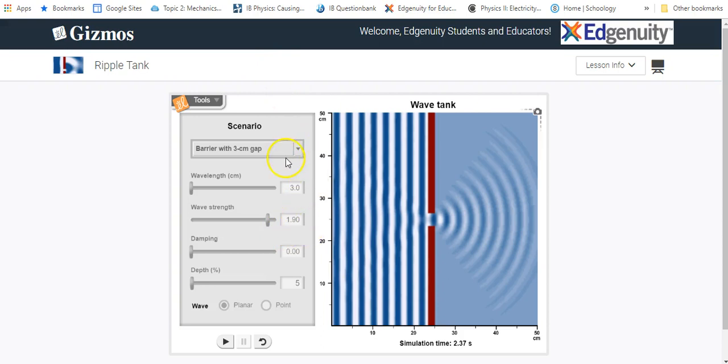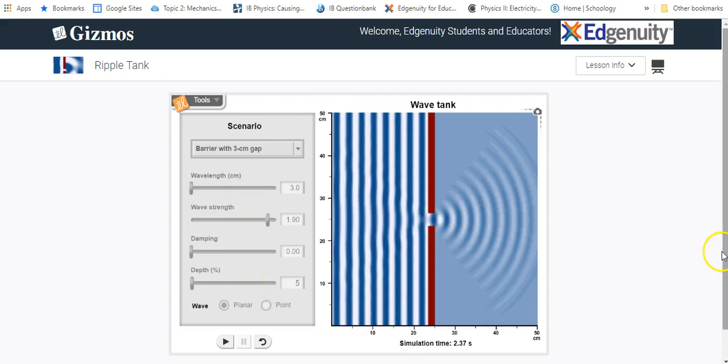So I already set the simulation, where you can change the variables. I set the barrier gap to 3 centimeters, the wavelength to 3 centimeters, wave strength to 1.9, damping factor 0, and a planar wave. The only variable that we are going to change is wavelength. The rest should all be controlled, which means they should be maintained constant.